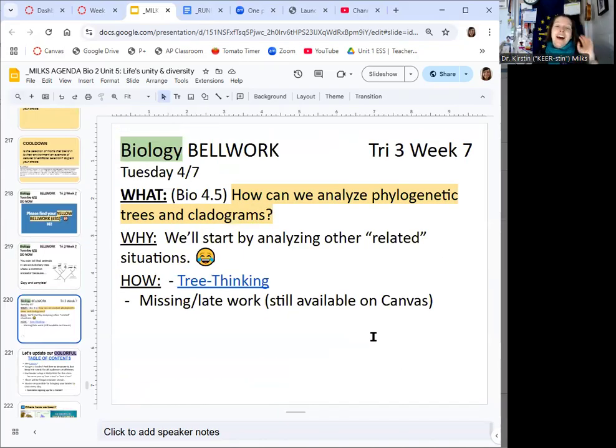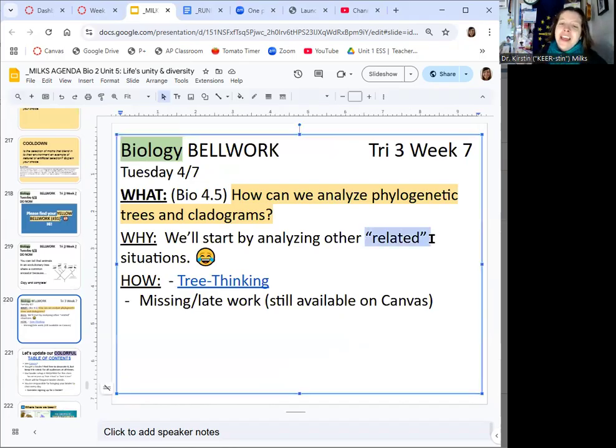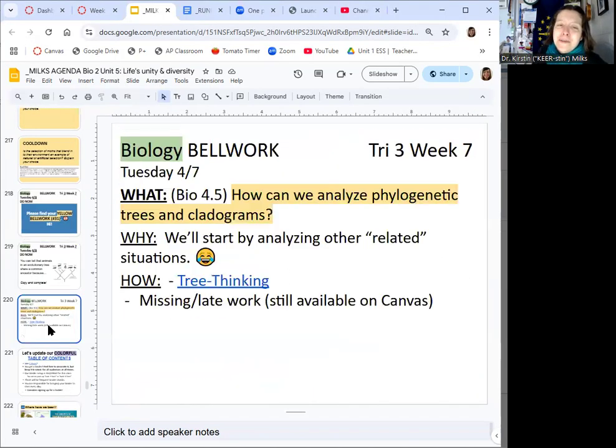Today, we're going to analyze diagrams that for your purposes are the same: phylogenetic trees and cladograms. For the non-specialist, those mean the same thing. And we are going to analyze related situations because these diagrams show us relatedness.